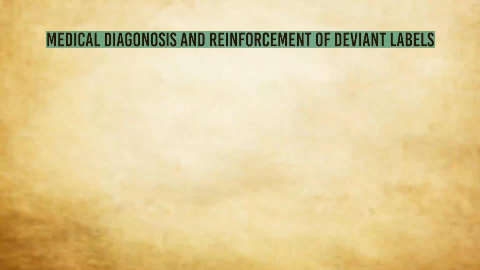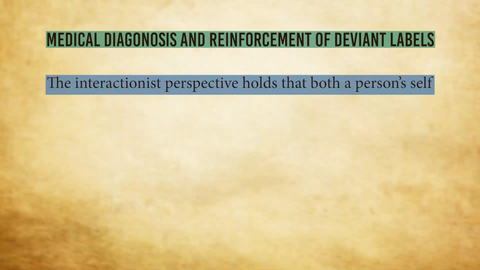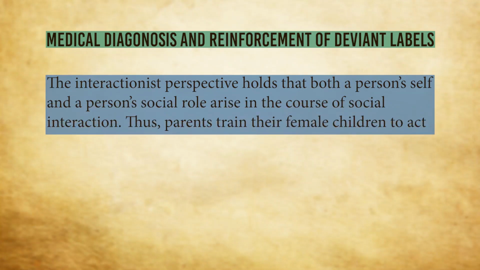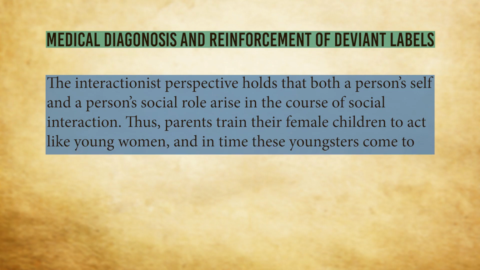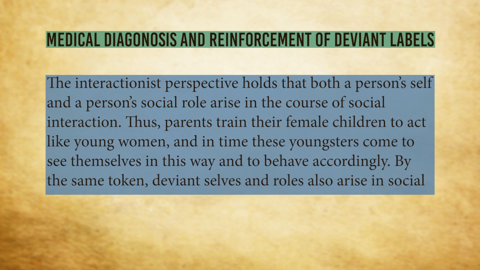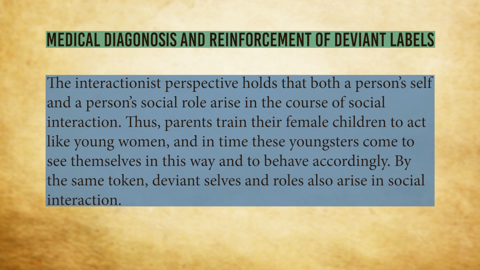Medical diagnosis and the reinforcement of deviant labels. The interactionist perspective holds that both a person's self and a person's social role arise in the course of social interaction. Thus, parents train their female children to act like young women, and in time these youngsters come to see themselves in this way and behave accordingly. By the same token, deviant selves and roles also arise in social interaction.